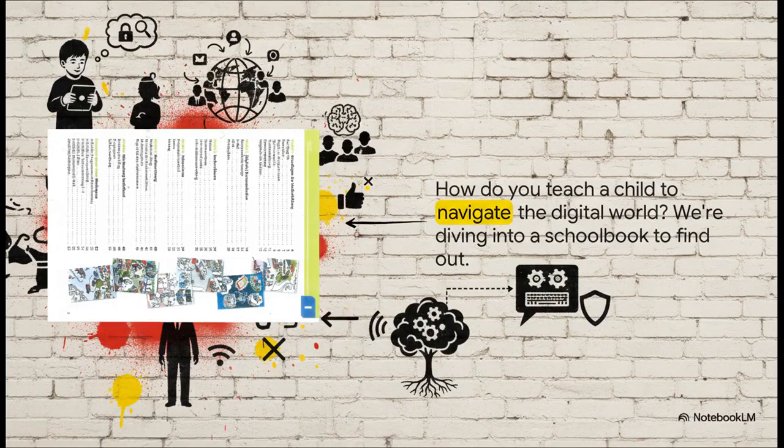So get this, we're looking inside a 5th grade media textbook from Germany, and it provides a fascinating roadmap. This isn't just about coding or typing, it's a complete guide to thinking critically, communicating safely, and participating mindfully online. So let's break down the lessons that are shaping our future digital citizens.